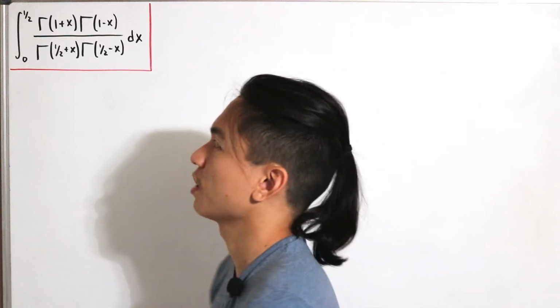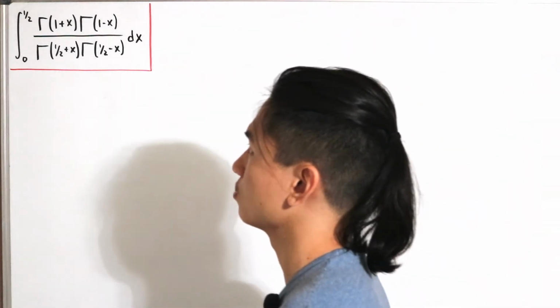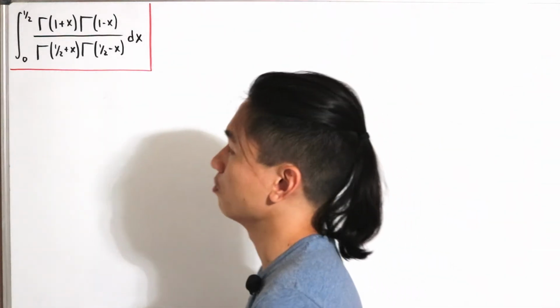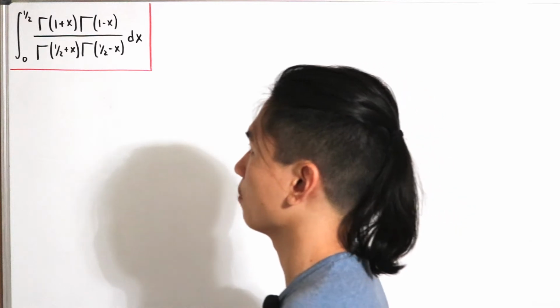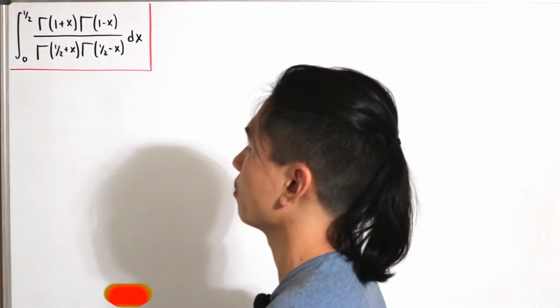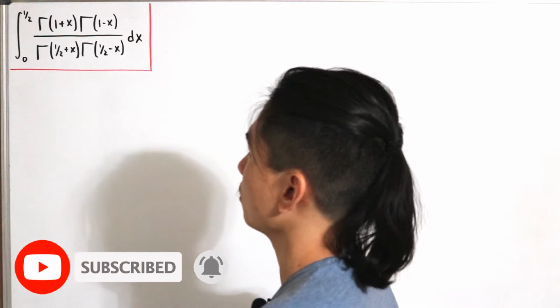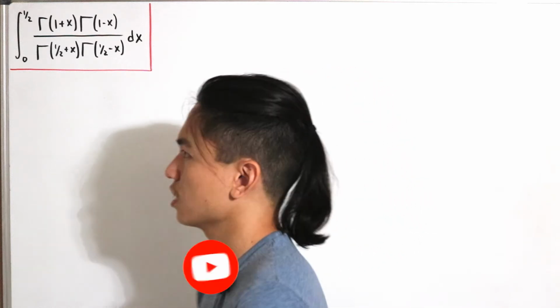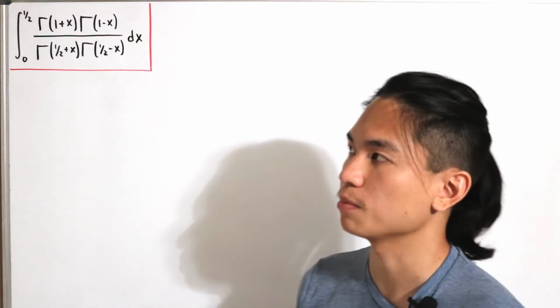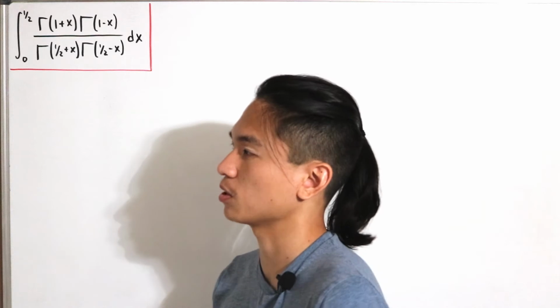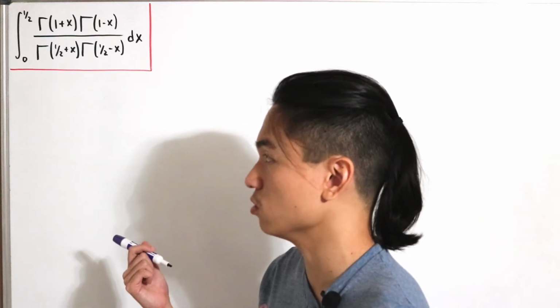In today's video we have the following definite integral from 0 to 1/2. We have gamma functions: gamma of 1 plus x times gamma of 1 minus x, divided by gamma of 1/2 plus x multiplied by gamma of 1/2 minus x, dx. We're going to be using Euler's reflection formula as part of our definition, and then rewrite this integral.